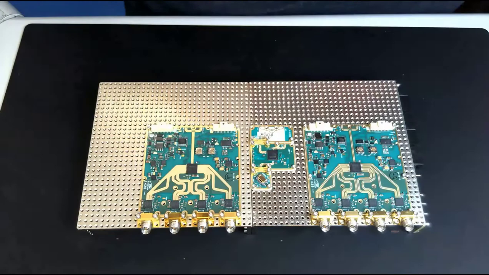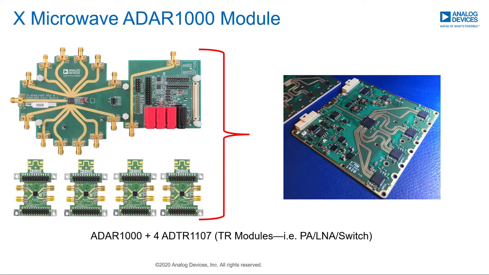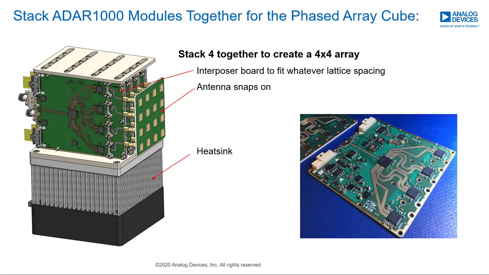So this is what the ADR1000 X Microwave module looks like. It is a combination of the ADR1000 board, as well as four ADTR1107s. And each ADTR1107 is a half watt PA, an LNA, and a switch combined together. And then finally, what we call the phased array cube is a sandwich of four of these ADR1000 modules connected together. And then you can bolt an antenna onto them.